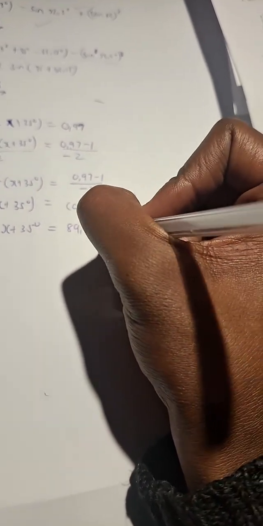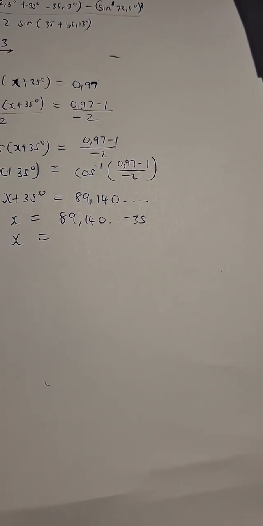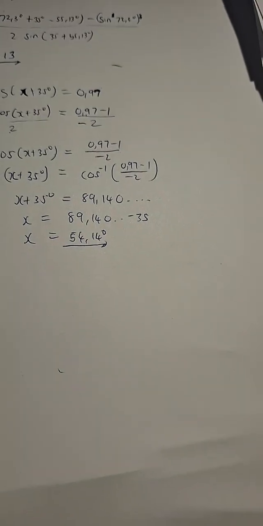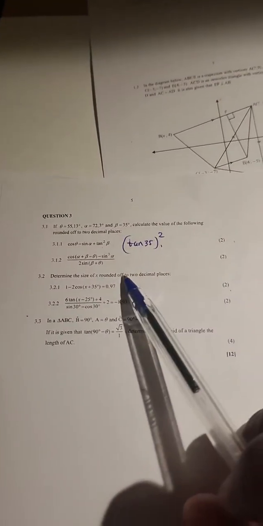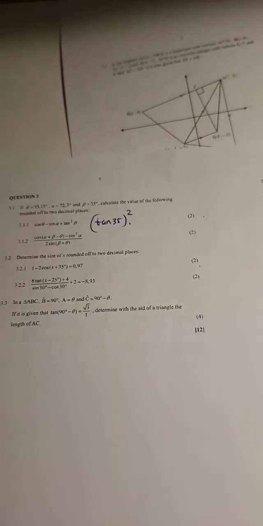Okay, you get that 89,140 whatever it is. Then you say x is equal to, you transpose, 89,140 minus 35. So that gives you x is equal to 54,14, rounded off to 2 decimal places, because the question does say determine the size of x, round off to 2 decimal places. So we just did that.